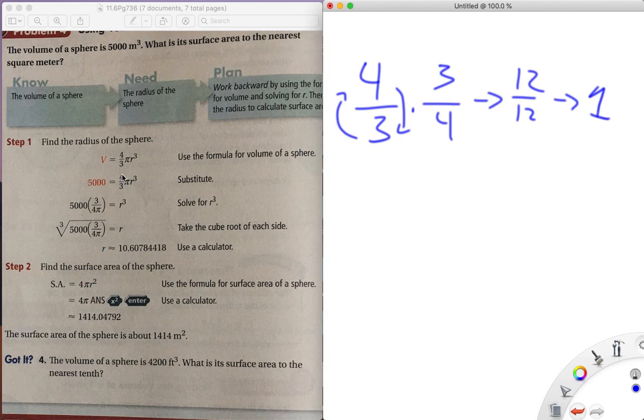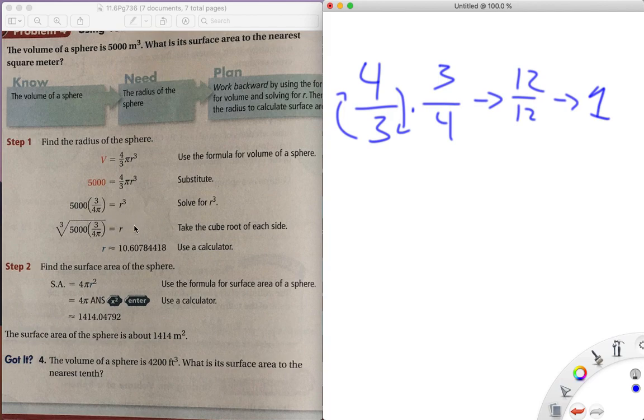So if I multiply the right side by 3/4, I'm going to multiply the left hand side by 3/4. So that's where the 3/4 came from. Then they divided both sides by pi, which is why there's a pi in the denominator and no pi here. So the radius cubed is equal to 5,000 times 3/4, or 5,000 times 3 over 4 pi.